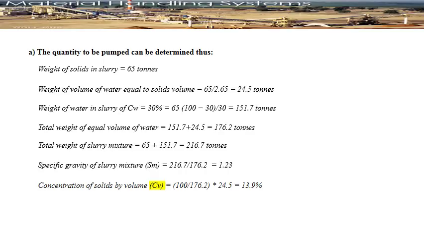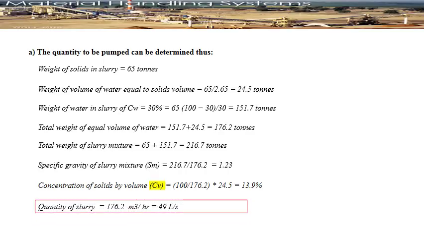Now we need to find what will be the flow rate in liter per second. So simply the quantity of the slurry is going to be the 176.2, which is the total weight of equal volume of water. It's in cubic meter per hour, and then we can change this one to liter per second. Now, how to change this one from tons per hour into cubic meter per hour, because it's water.